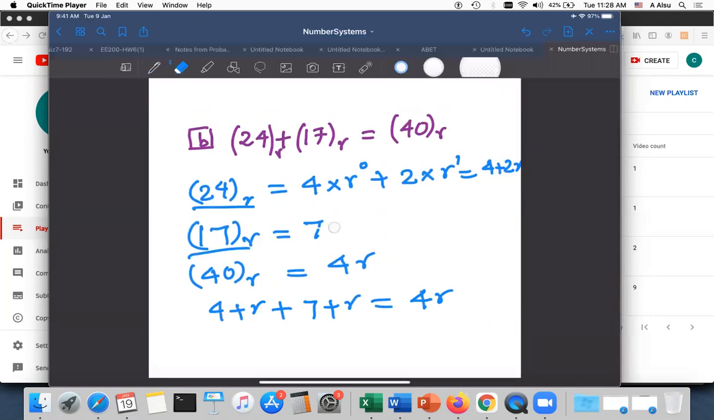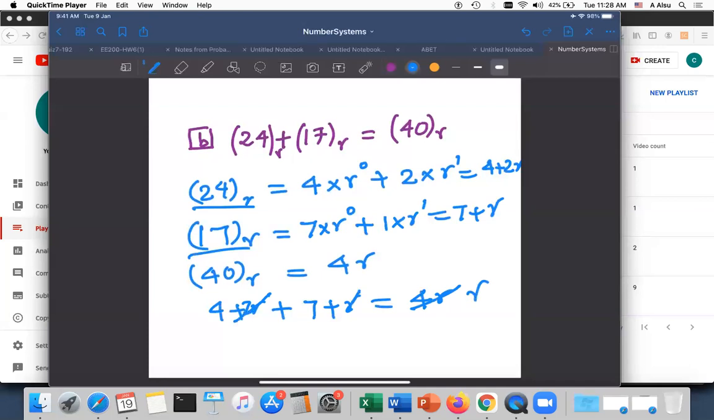Okay, let's do the second one the long way. It's going to be 7 times r to the 0 plus 1 times r to the 1, which is 7 plus r. So this is 2r here. On this side we have 2r plus r is 3r, and then here we have r. So r equals what? 11. So the base is 11. You get it?